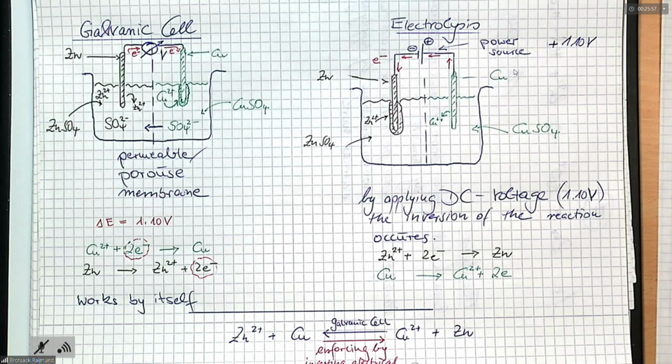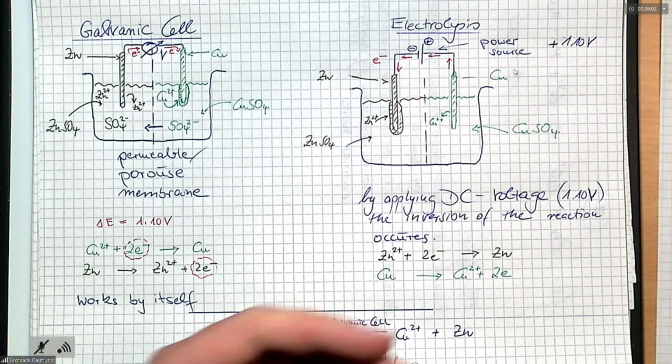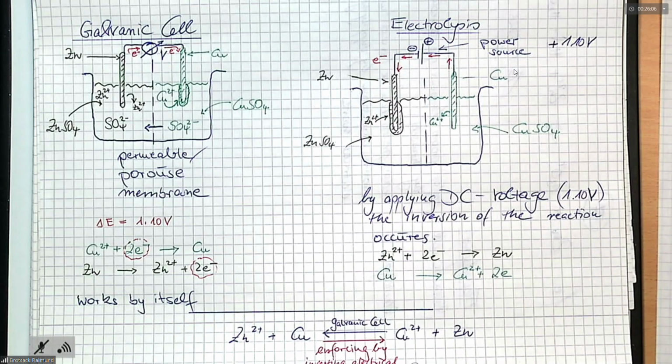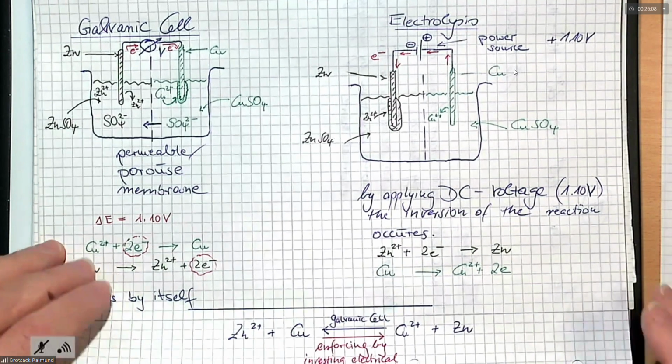So accumulators are galvanic elements in which the process that takes place during the current consumption, discharge, can be reversed by applying electrical energy from outside, which we call charging.